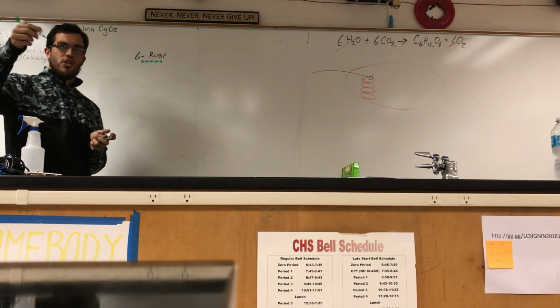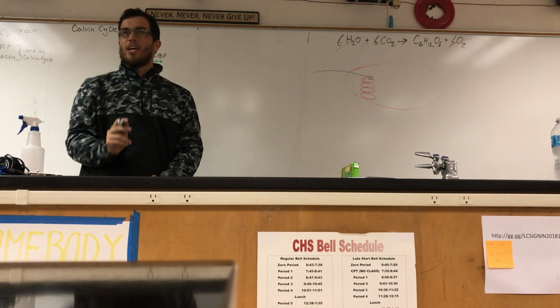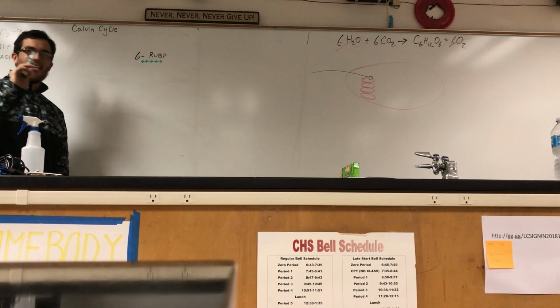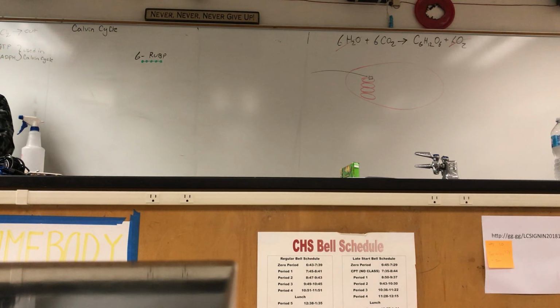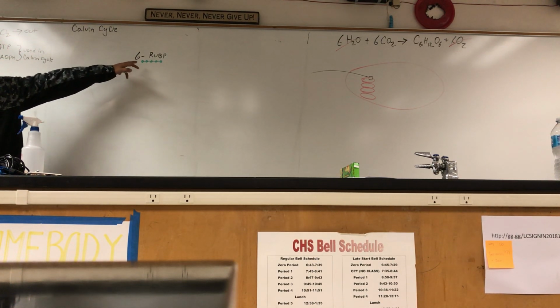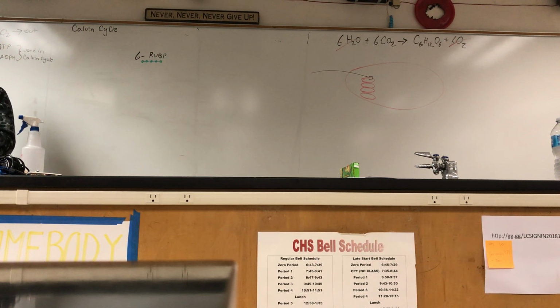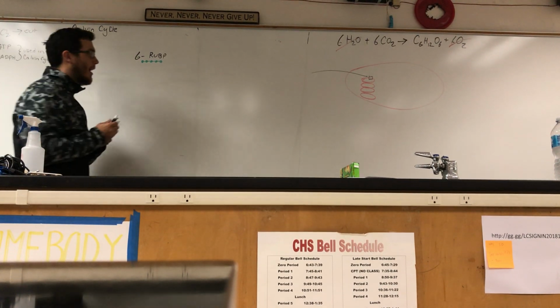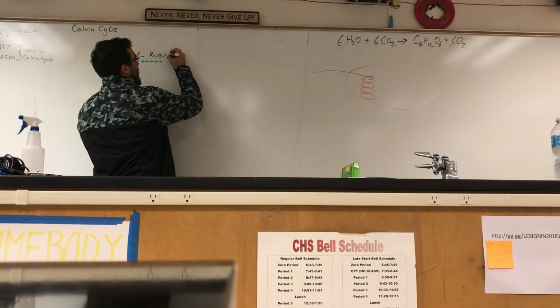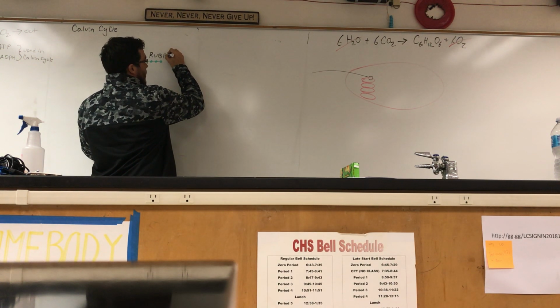I have this just so you can visually see how many carbons are in this molecule, because this whole thing is about carbons flowing in and carbons flowing out. So I've got 6 of these 5 carbon molecules for a total of how many carbons? 6 times 5, 30. Great, thanks. All right.